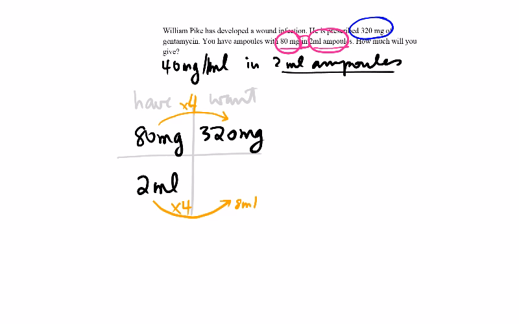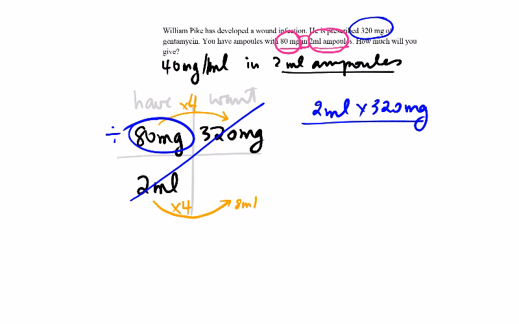What would we do? Main diagonal sitting here. 2 mils multiplied by 320 milligrams divided by the 80 milligrams. So the milligrams cancel out. Final answer will be in mils. So all we have to do here is multiply 2 by 320 and divide by 80. Or first divide by 80 and then multiply by 2. The order again is not important. We can multiply first or divide first.